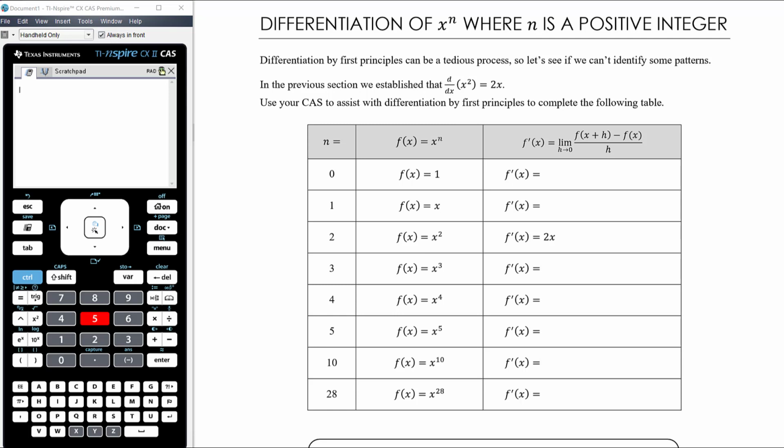Okay, so in our previous video we introduced the idea of the derivative as the gradient function. So creating a rule that describes the gradient of a curve at any point along that curve. And we did that using a process called differentiation by first principles. And fundamentally that's what we're doing every time we differentiate.